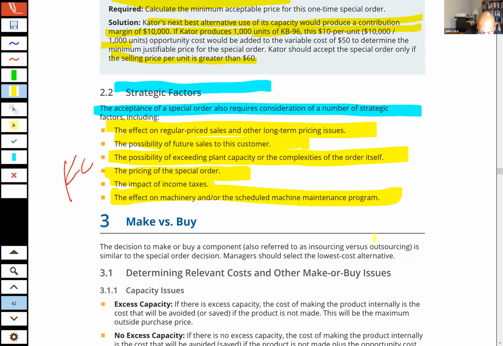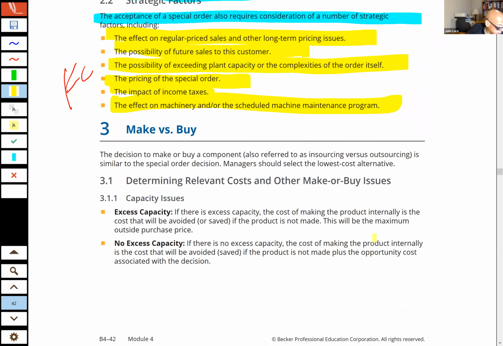Okay, good. Make versus buy decision. Okay, should I make something internally or should I buy it externally? And we, of course, are going to select the lowest cost alternative. And make or buy decision is also referred to as outsourcing. There we go. Okay, so flashcard that.